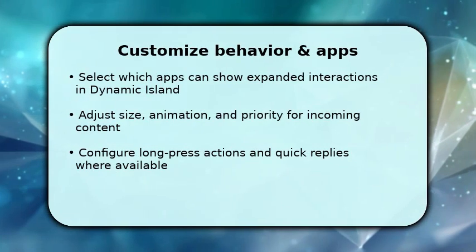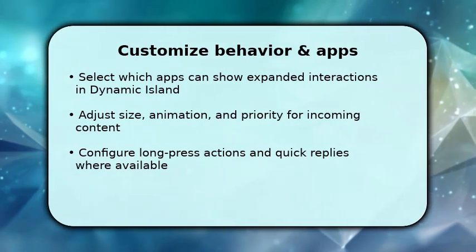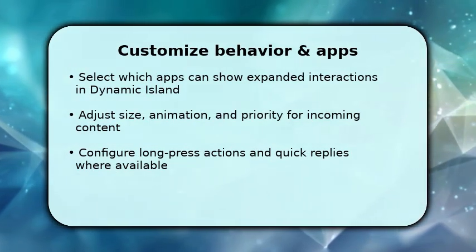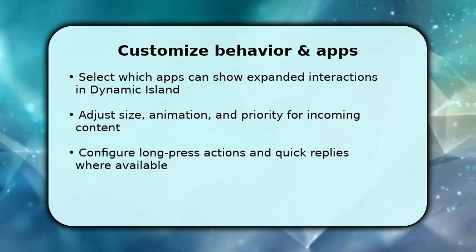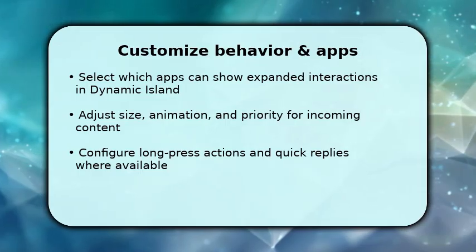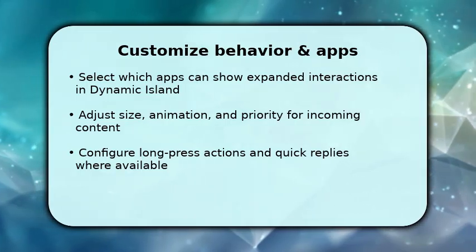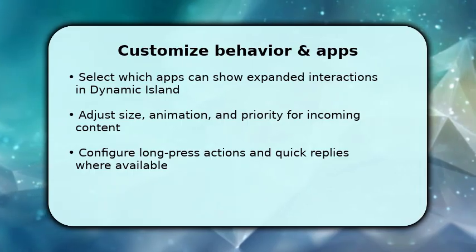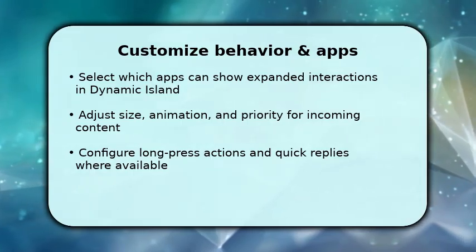Now you customize which apps and behaviors will use the Dynamic Island. In Notifications Dynamic Island, pick apps to allow expanded interactions. Choose priority so urgent alerts override media controls. You can tweak animation speed and pill size to reduce distraction or highlight content.